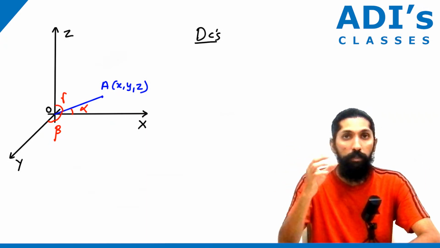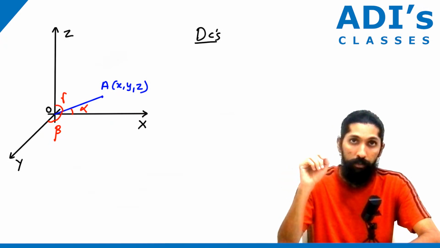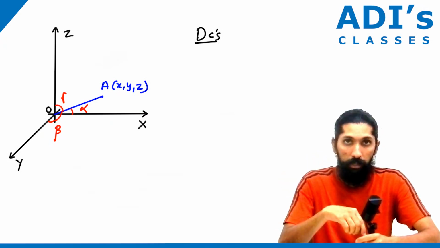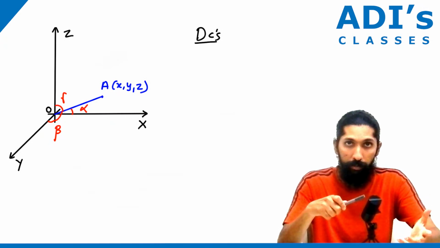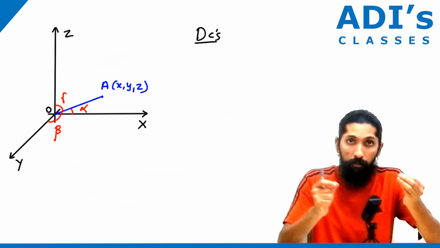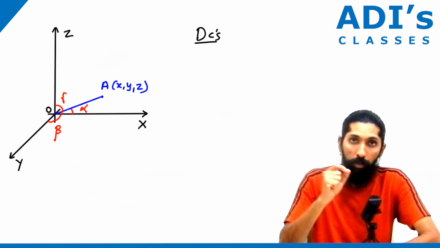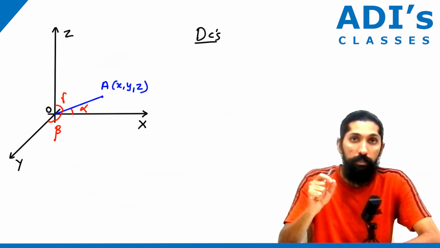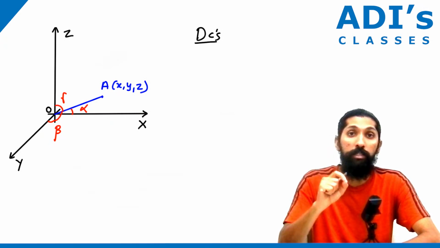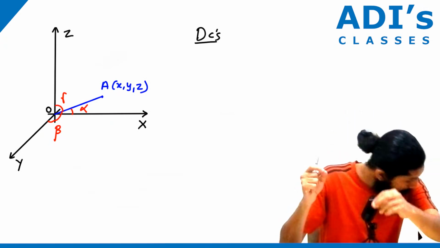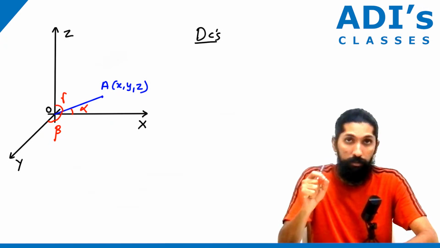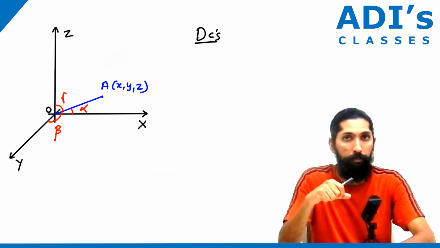Clear? Now that we have the position of the point, whenever you draw the line, the angles we are going to get define the direction of that particular line from the origin. That means we are going to define direction cosines. Why direction cosine? Why do we call it direction cosine? It's a very important point.